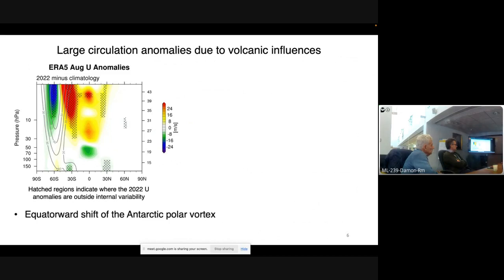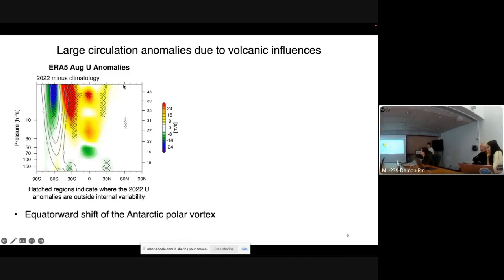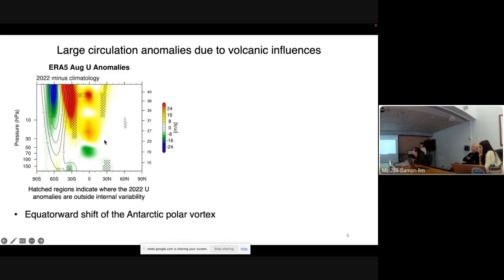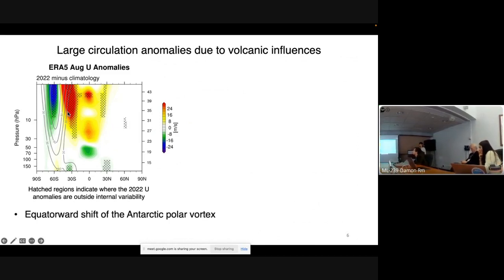In addition to this large temperature cooling anomaly in the stratosphere, we also see a big change in the circulation in the stratosphere following the Hunga-Tonga volcanic eruption. On the left, you are looking at the observation of zonal mean zonal wind. The gray contour tells you where the climatology of the polar vortex is, and the color shows you how it has changed. You can tell that there is an equatorward shift of the winter polar vortex, which is in balance with the cooling anomaly you saw one slide earlier.